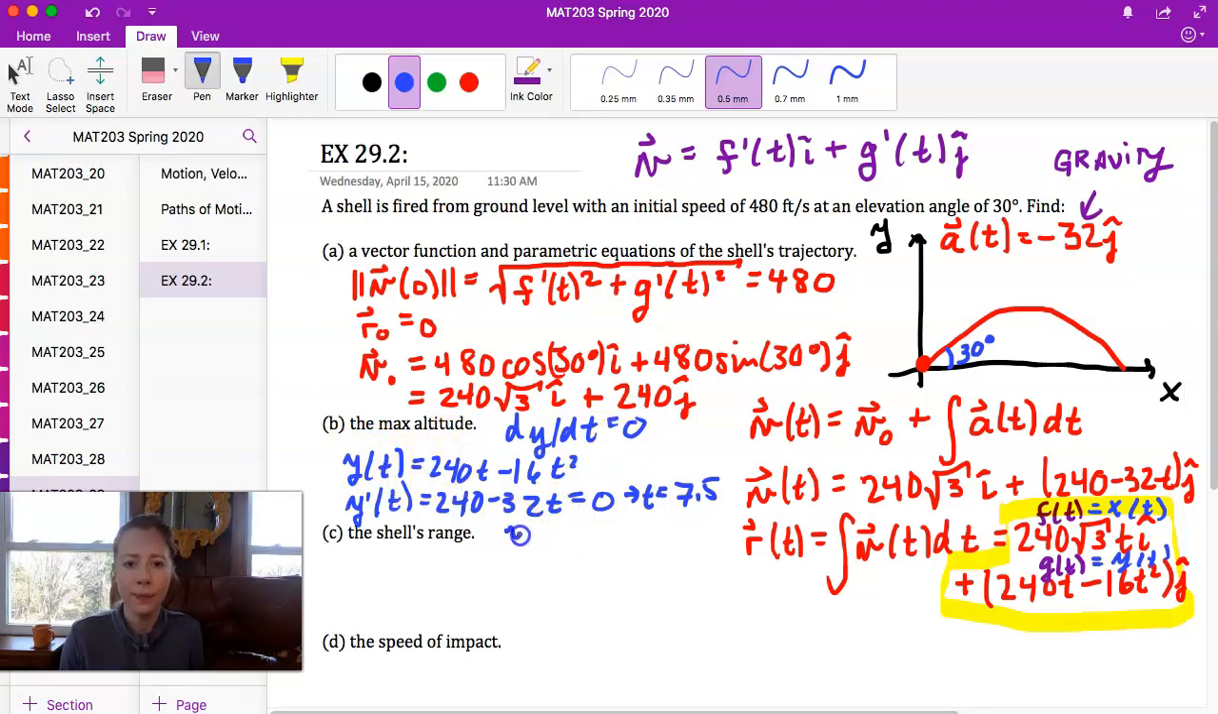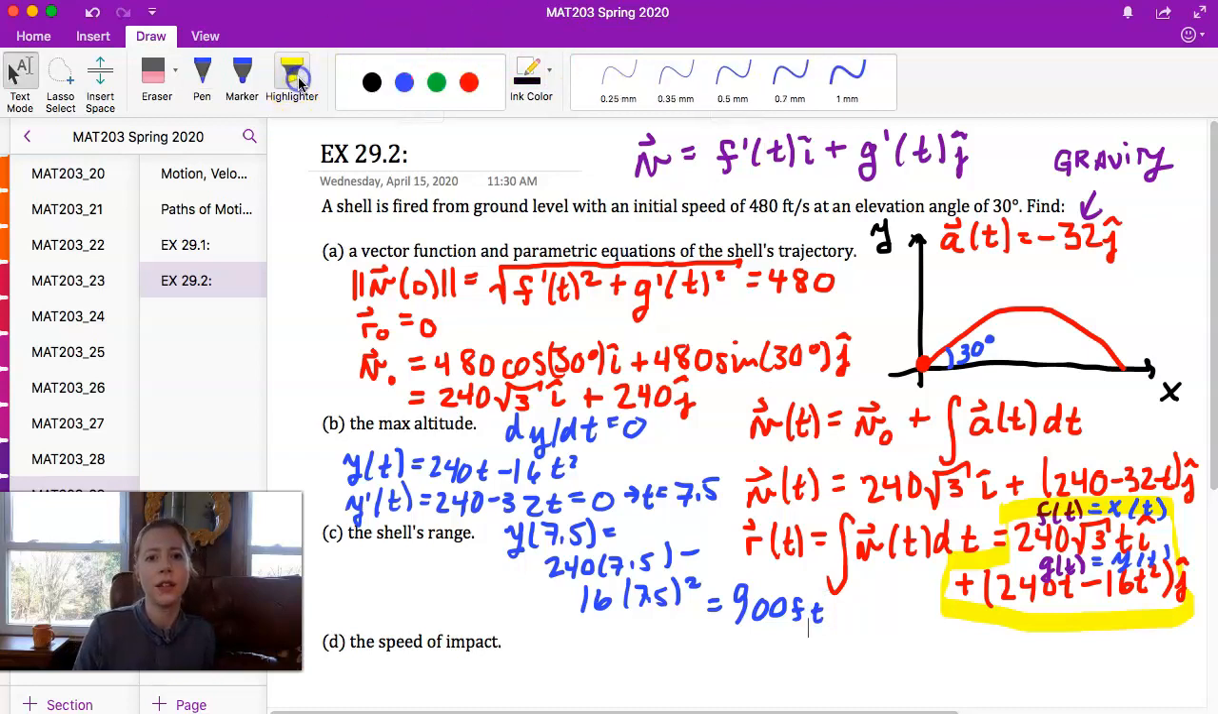So y of 7.5 is going to be 240 times 7.5 minus 16 times 7.5 squared. And so our max altitude is going to be 900 feet. So that's our answer for B. And I'm sorry I did not leave very much room on the slide here.